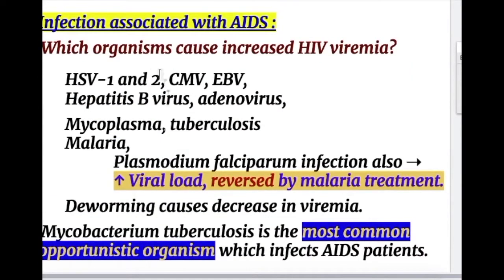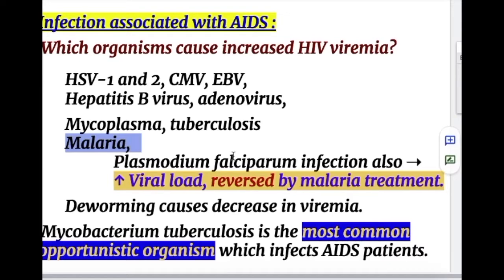Now, the infections associated with AIDS. Which organisms cause increased HIV viremia? Among the viruses, it's the herpes simplex virus 1 and 2, cytomegalovirus and Epstein-Barr virus, hepatitis B virus, and adenovirus. Amongst the bacteria, mycoplasma and tuberculosis, and amongst the parasites, malaria.